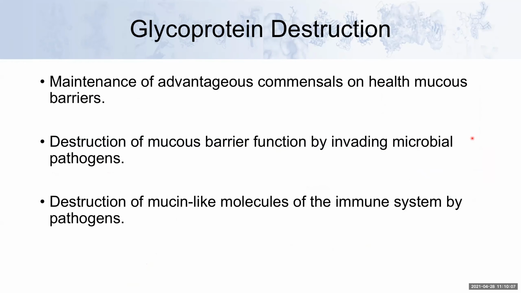And so in terms of the glycoprotein destruction, we can consider that from the perspective of healthy degradation of these glycoproteins in the mucus barrier, or unhealthy. But we can also use our imaginations and expand this concept of glycoprotein destruction to other areas of the body. One example that immediately comes to mind is that many of the molecules of the immune system have mucin-like glycosylation, and it can be destroyed by invading pathogens.